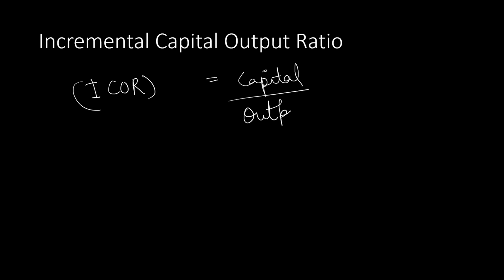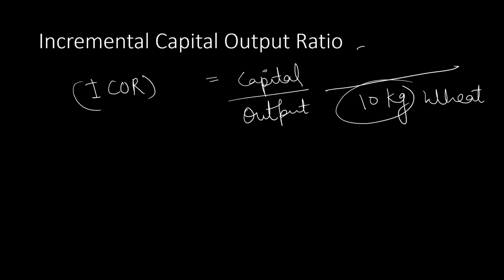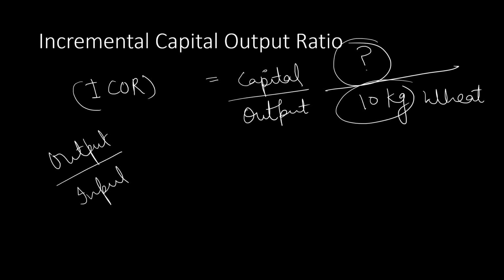This ICOR is different from the productivity which we have discussed. ICOR means the capital required to produce any output. Let's say it is decided that we need to produce 10 kg of wheat. Then the target is how much capital is needed. But while discussing productivity, we said output by input. We were saying that if we increase the input by 2, then what would be the impact on output? It is the opposite of ICOR.